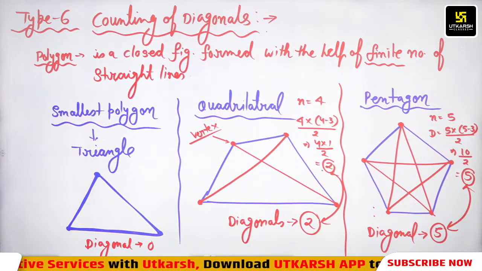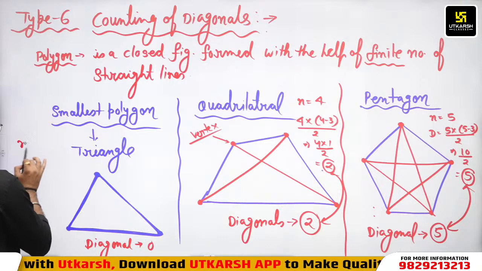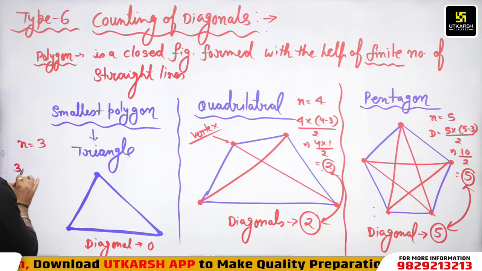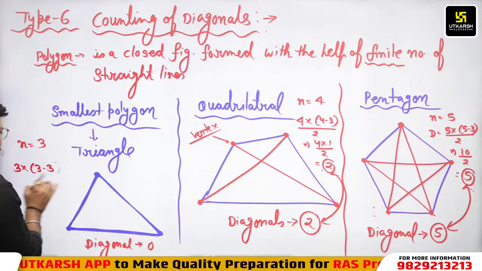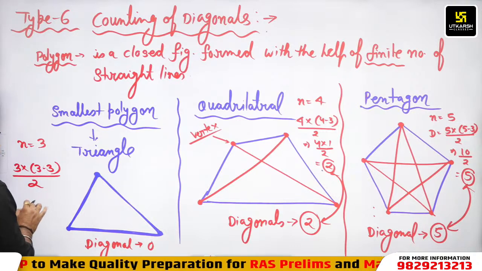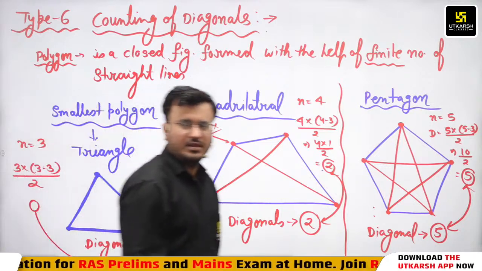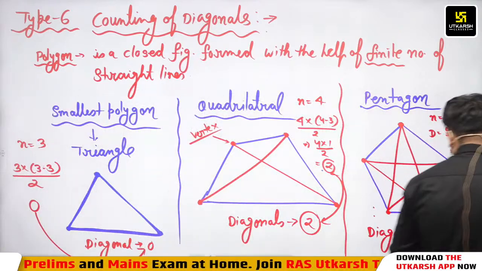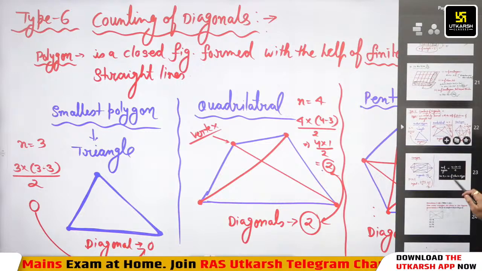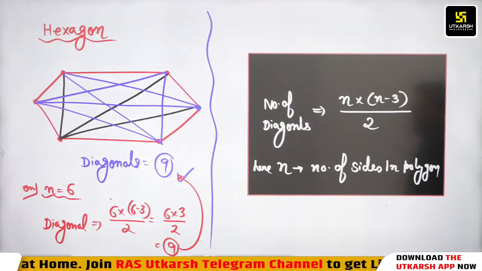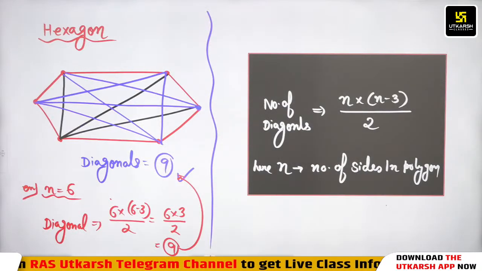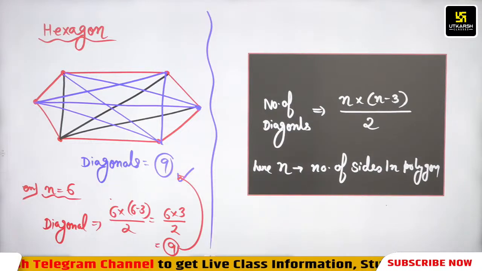And similarly, here also n equals 3. So 3 into (3 minus 3) divided by 2. So 3 minus 3 will become 0. So we are getting the same number. Now with the help of this formula, we can count the number of diagonals in 30 seconds in any polygon. In any polygon we can count the number of diagonals. I hope you understood very well.